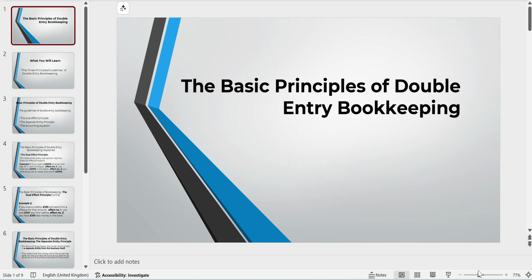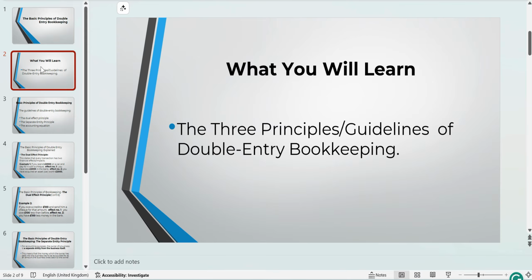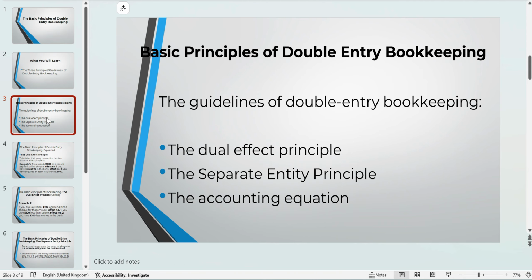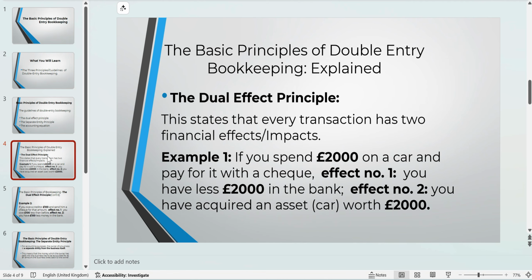In this lesson, we are looking at the basic principles of double entry bookkeeping. What you will learn: the three principles. I call them guidelines of double entry bookkeeping. We have here the dual effect principle, meaning double effect, double impact principle, the separate entity principle, and the accounting equation. So I'll be going in sequence to explain these.